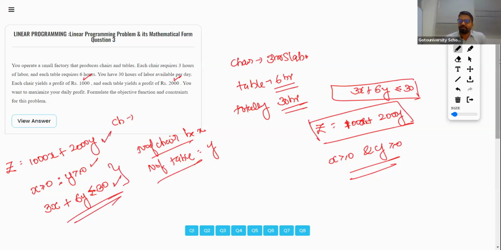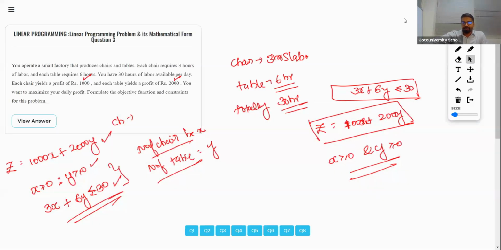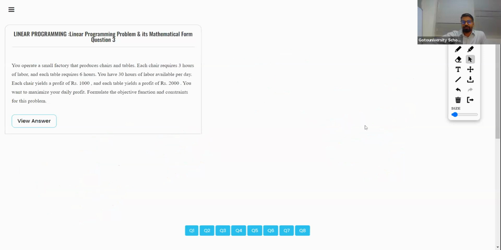So let's see the answer they have given. Yes, same thing. 1,000x plus 2,000y is a maximization, and the labor constraint, that is total labor hours, is 3x plus 6y less than or equal to 30. And then the non-negativity constraint is x greater than or equal to 0, y greater than or equal to 0. If you are able to find this kind of mathematical formulation, then this chapter is going to be simple for you. The only thing is you need to understand the important constraints, and we have to write the equation accordingly. So let's go for the next one.